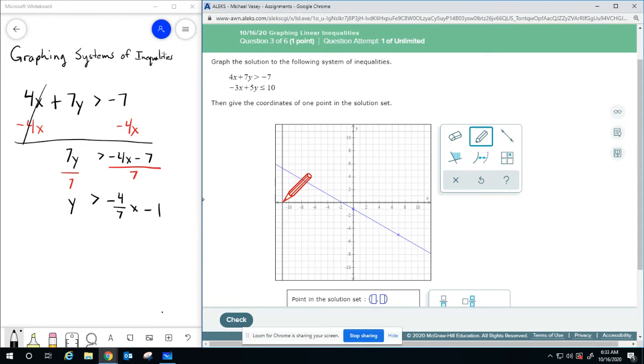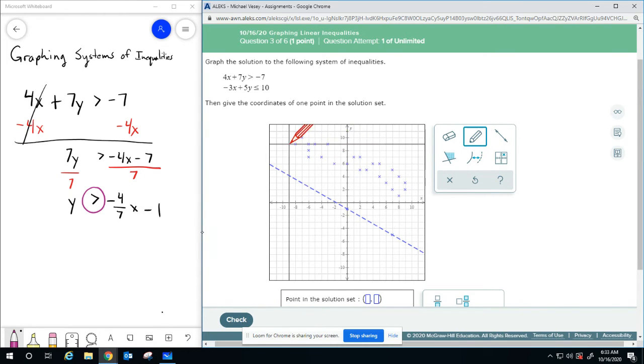We need to make sure we understand this. It is a greater than, not equal to, so it needs to be a dashed line. So let's make it a dashed line. Now when it comes to shading, it says y is greater than, so we know we're going to want to shade somewhere up here. But I don't know where to shade yet because I don't have the second line drawn.